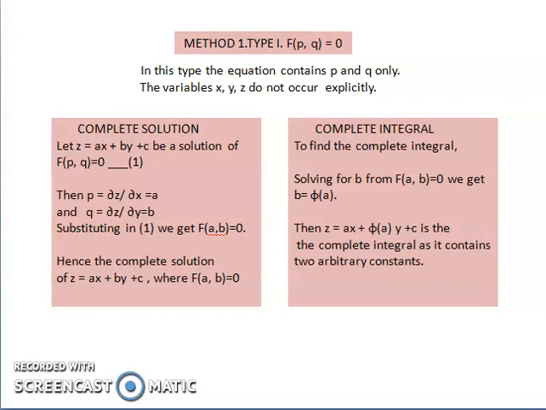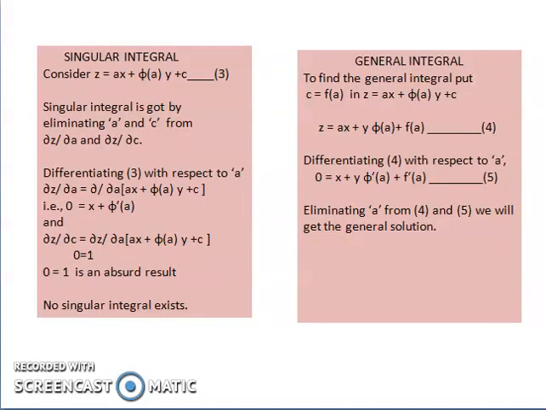To find the complete integral, we'll solve for b from f of a comma b equal to 0. So we get b is equal to phi of a. Then z equal to ax plus phi of a into y plus c is the complete integral. To find the singular integral, we consider z equal to ax plus phi of a into y plus c. We have to differentiate this equation partially with respect to a and c. On differentiating with respect to c, we can observe that 0 is equal to 1. So this is an absurd result, so no singular integral exists.